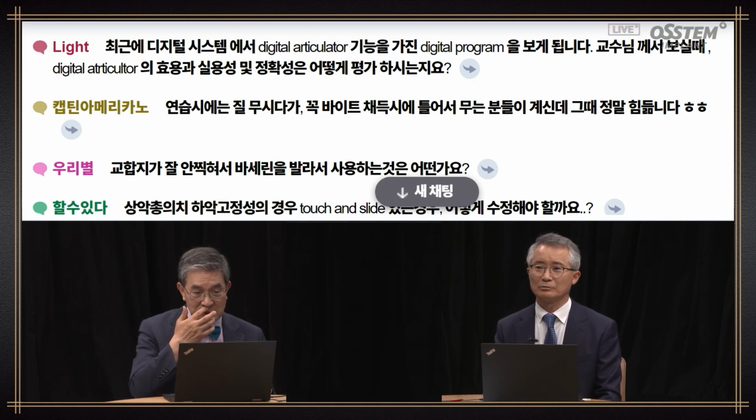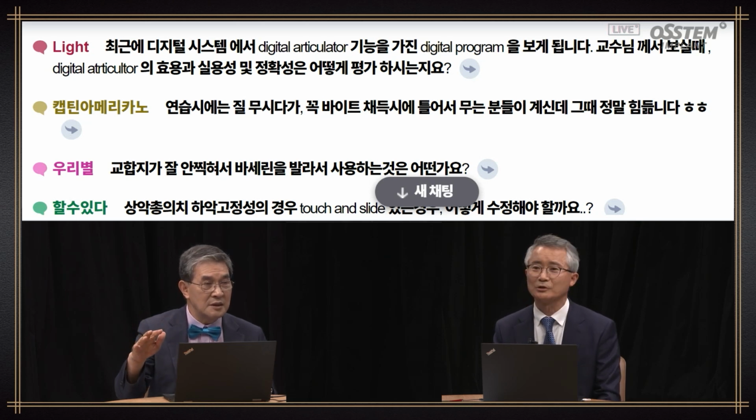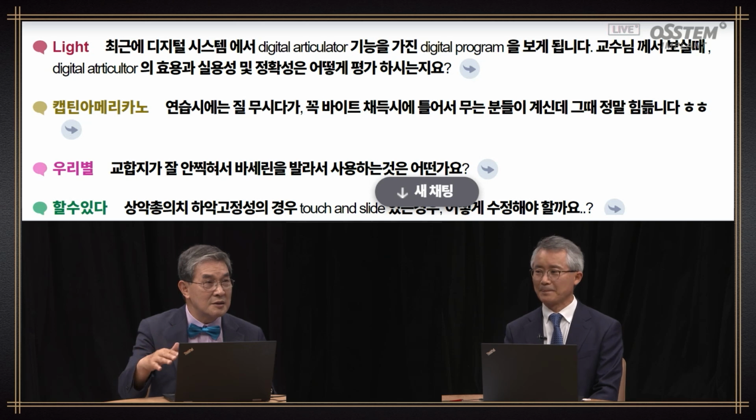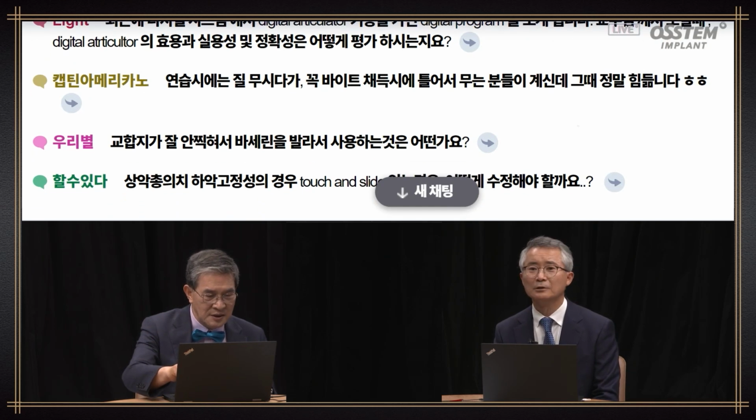A digital articulator is used when we use digital systems. We use this for teeth alignment. After you get the actual prosthesis, it is difficult to utilize the digital program. When we do try-in, this cannot be utilized, so you need to use the actual articulator and do mounting.